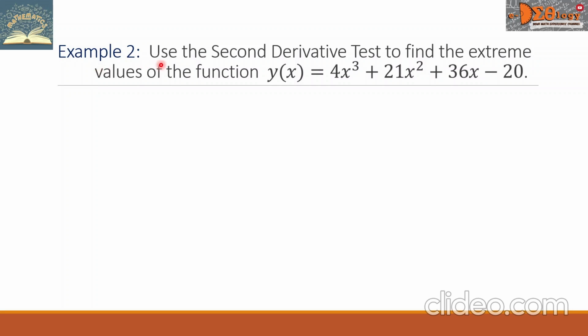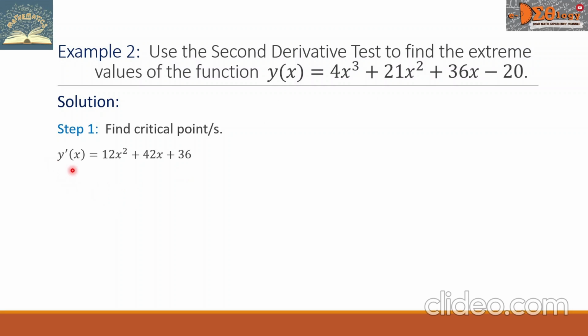Example 2. Use the second derivative test to find the extreme values of the function y(x) = 4x^3 + 21x^2 + 36x - 20. Step 1. Let us find critical points. That is, we will take the derivative of the given function here.